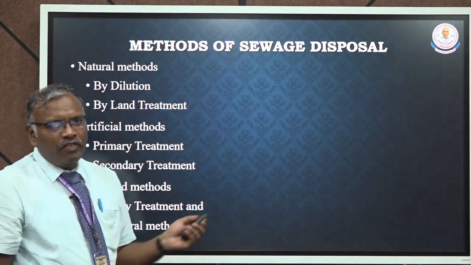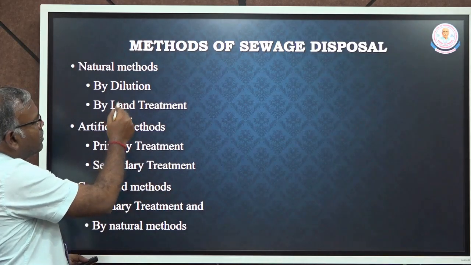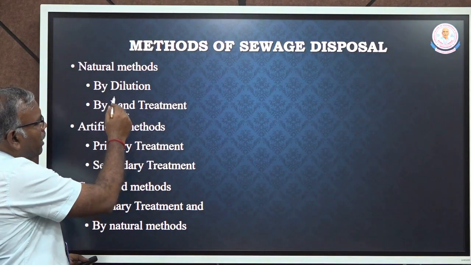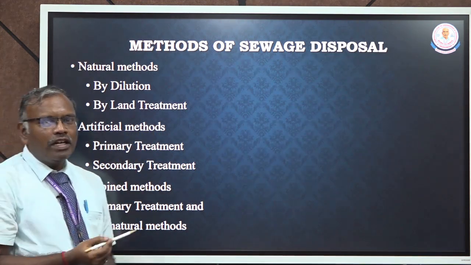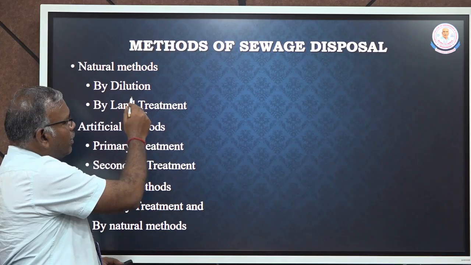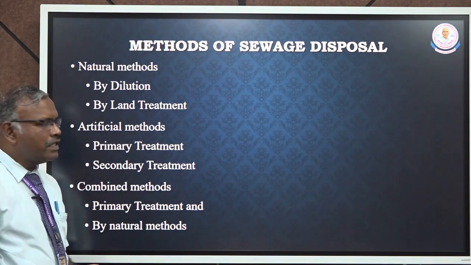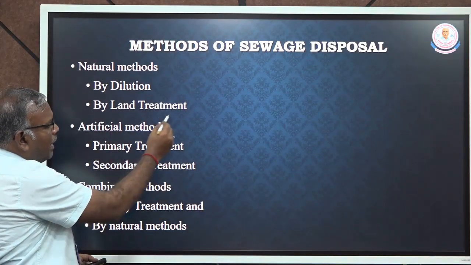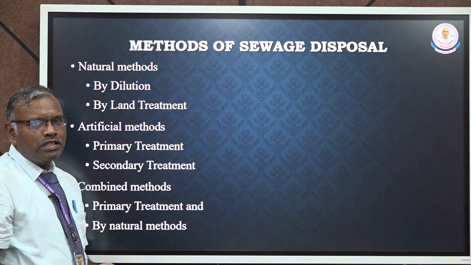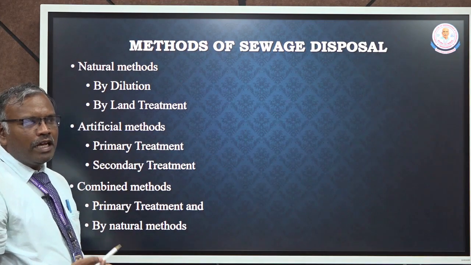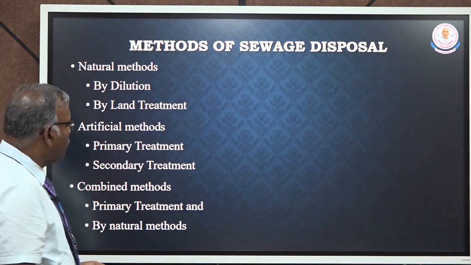There are various methods to dispose of sewage. The first method is the natural method, by either dilution or land treatment. Dilution is nothing but disposing the sewage into a water body, either a river, lake, pond or sea. In land treatment, we dispose the sewage on open land. It undergoes percolation, as well as degradation in the presence of sun in an open atmosphere.